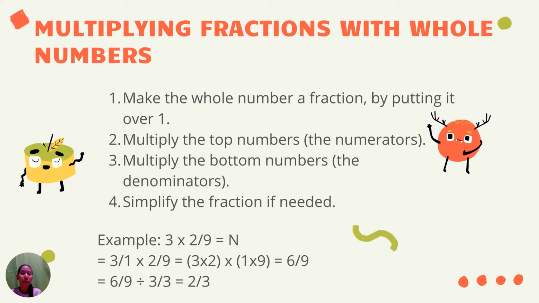Now we have to simplify the fraction kasi kailangan siya i-simplify. So we are going to divide it by 3. That's the greatest common factor. So 6 divided by 3 is 2. 9 divided by 3 is 3. So in simplified form, the answer is 2 over 3.